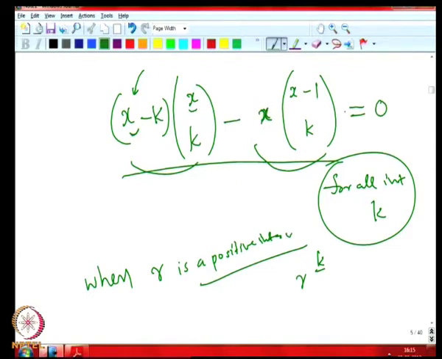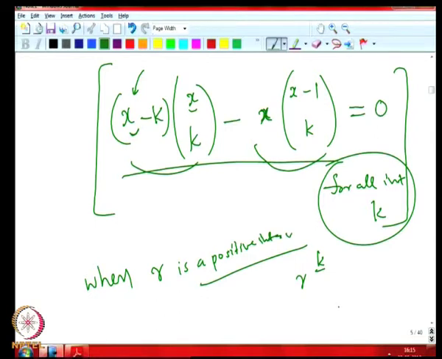That means this polynomial has an infinite number of roots. But then you know that a polynomial of degree at most k plus 1 can have only a maximum of k plus 1 distinct roots, right? Of course, I don't prove it, this is a well known fact.